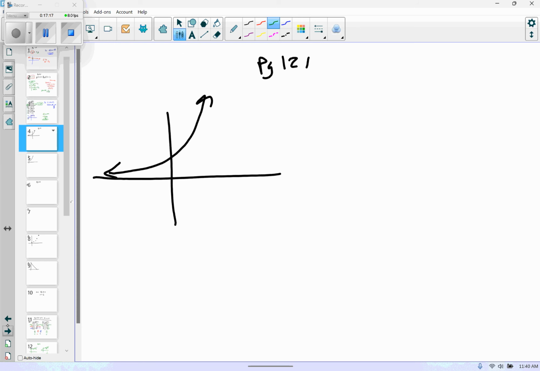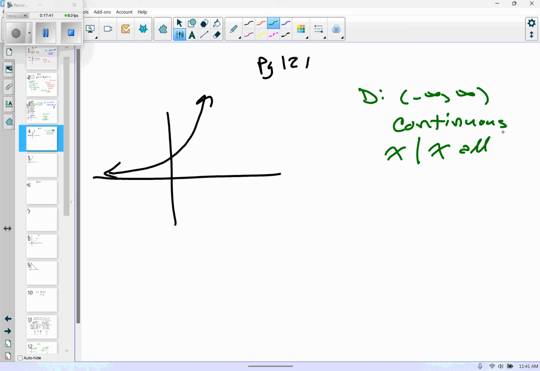A couple more. Let's take a look on page 121, number 5, the domain of this. It looks like the graph's going forever this way and forever this way because it's going to keep growing. So our domain, we can say negative to positive infinity. It happens to be continuous. So we could also say x such that x is all real numbers, or x such that x are real numbers. All of those might work in different ways of representing the domain.